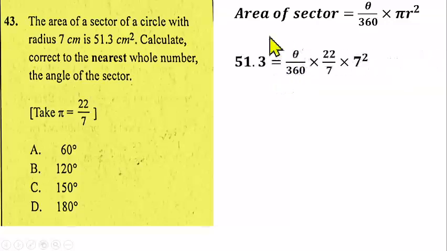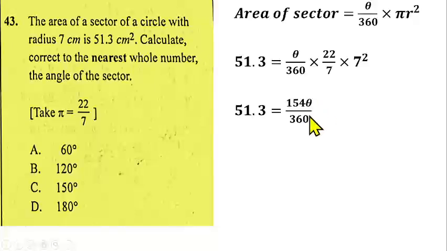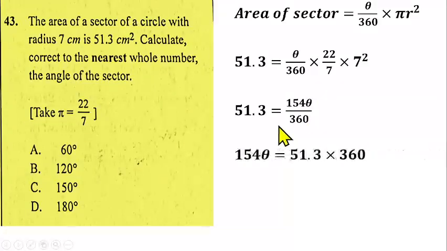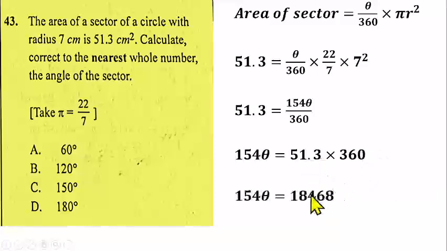We have been given the area of the sector to be 51.3 equals theta over 360, where theta is the angle you are looking for, times 22 over 7, which is the pi, times the radius, 7, that will be 7 squared. If you simplify this, 7 will take care of 7 here, we have a 7 left, so 7 times 22 gives us 154, multiplied by theta will give us 154 theta over 360. You can cross multiply there. If you multiply this, we have 18,468 divided by 154.